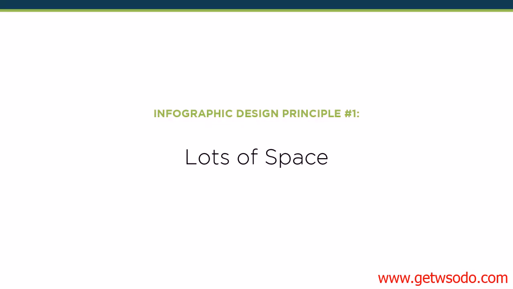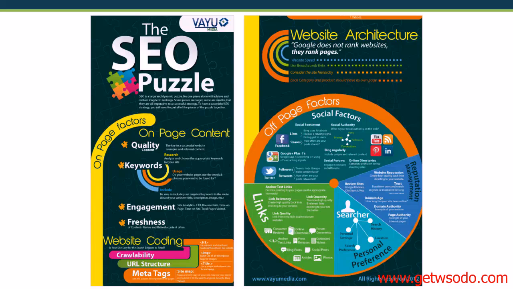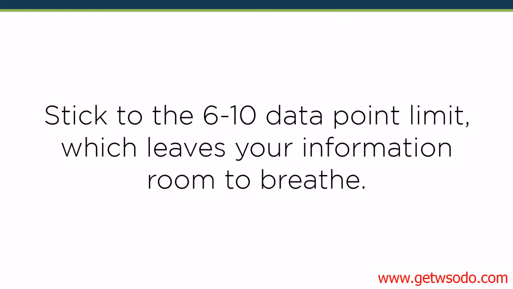Our first principle is lots of space. Remember, the point of your infographic is to tell a story and to support an angle that your link creators believe in. So there's no need to clutter your infographic with lots of text, charts, or data. In fact, I see a lot of infographics like this that try to cram as much information as possible into a tight space. And all that does is overwhelm people and hide the story you're trying to tell. Instead, stick to the 6 to 10 point data limit, which leaves your information plenty of room to breathe.